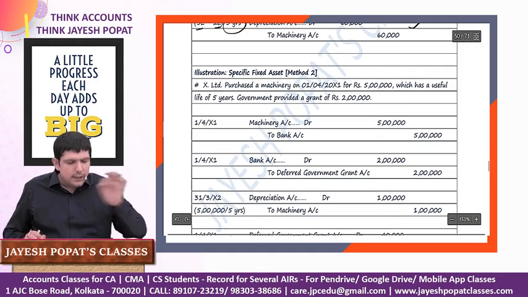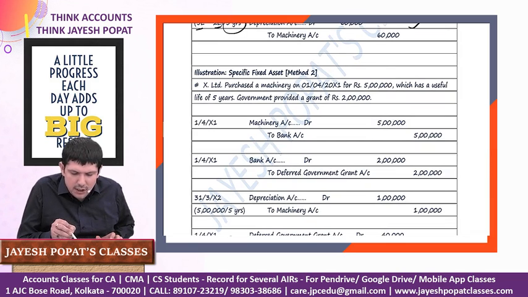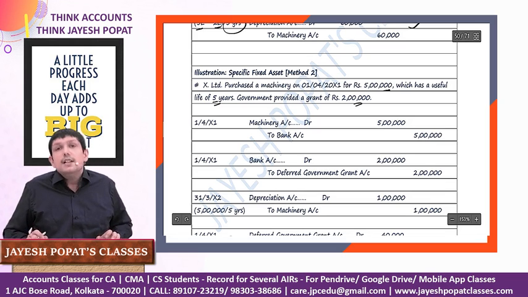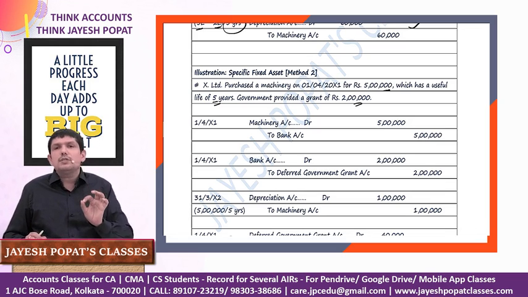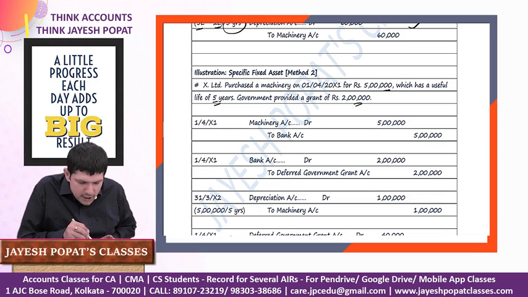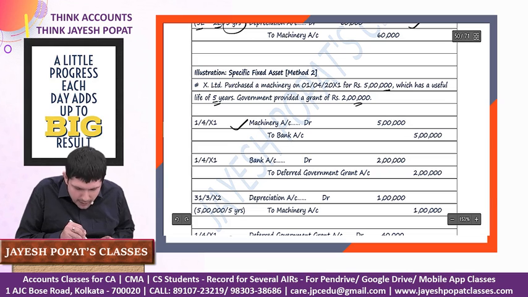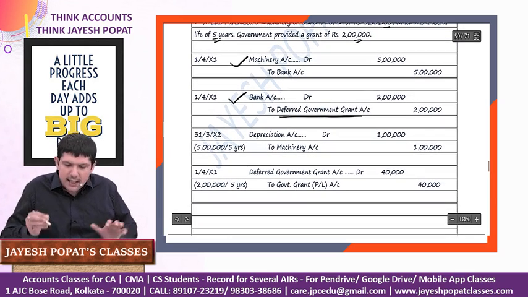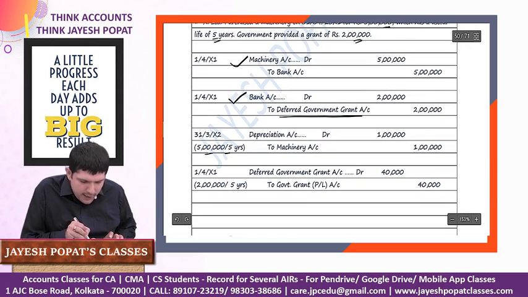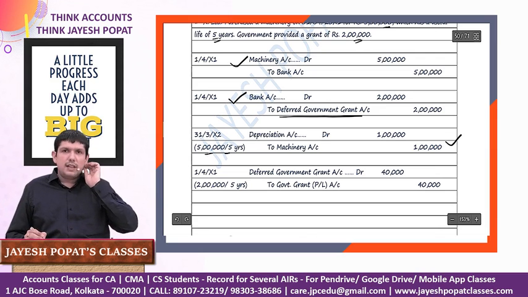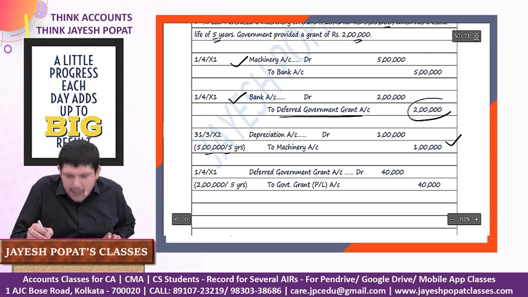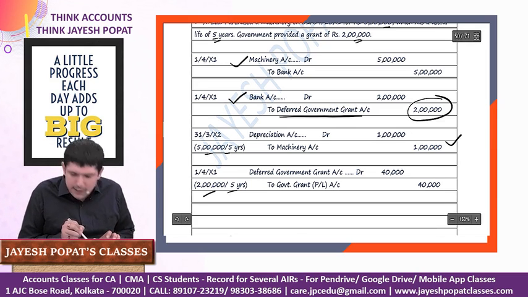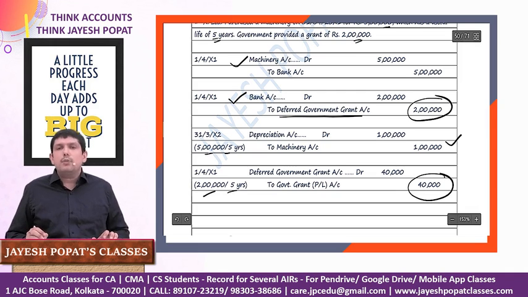If we are following method 2 under the same circumstances, X Limited purchased a machinery on this date for 5 lakh which has a useful life of 5 years and the government provides a grant of rupees 2 lakh. Now this is a depreciable asset. We'll treat this 2 lakh as a deferred income, right? So we'll say machinery account debit to bank 5 lakh. Bank account debit to deferred government grant account rupees 2 lakh. Now we'll depreciate this asset over a period of 5 years. Therefore 5 lakh divided by 5, 1 lakh will be the depreciation charge on this asset. Now this 2 lakh has to be credited to the statement of P&L over the useful life of the asset. So 2 lakh divided by 5, 40,000 will be credited to the P&L over a period of 5 years.